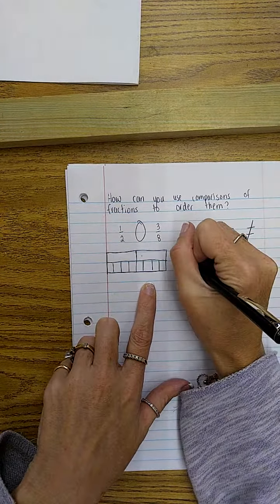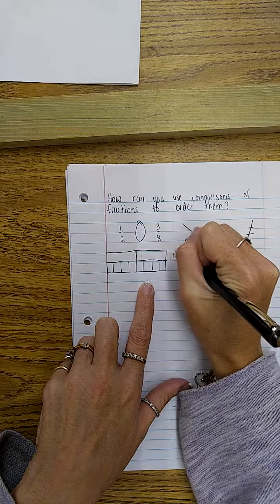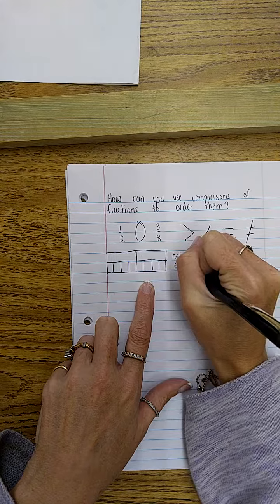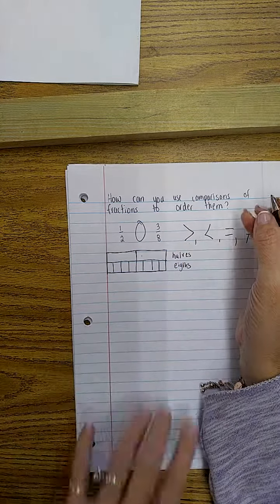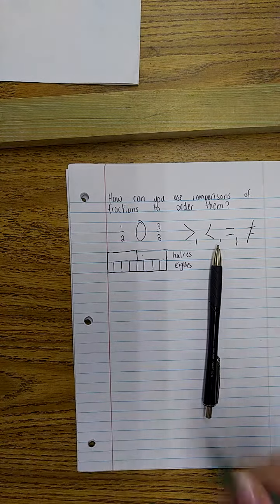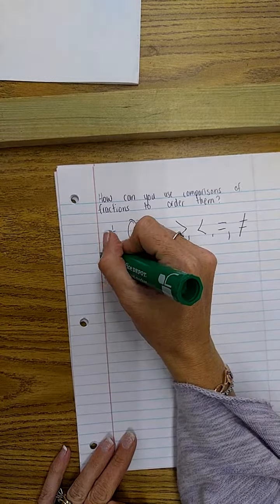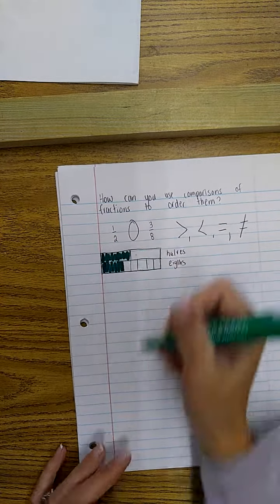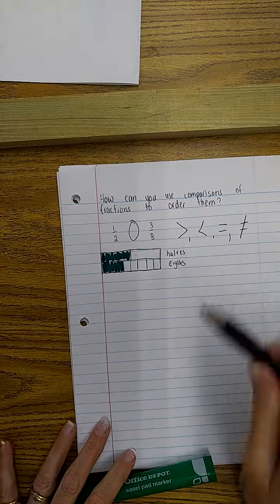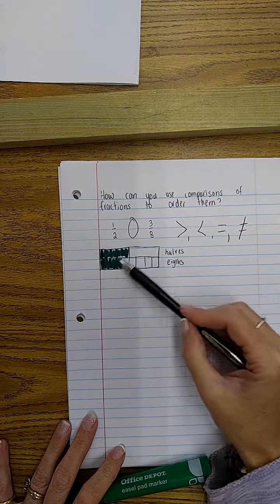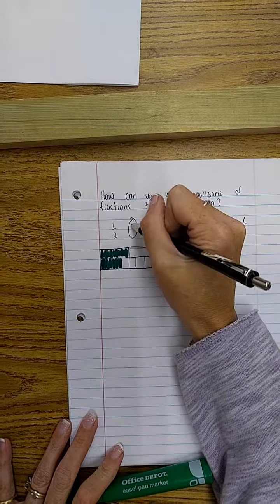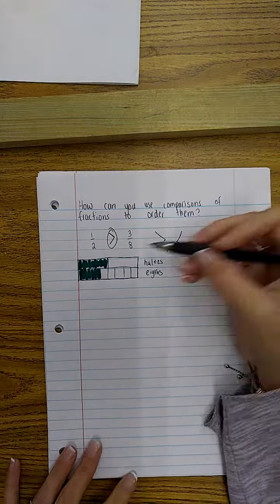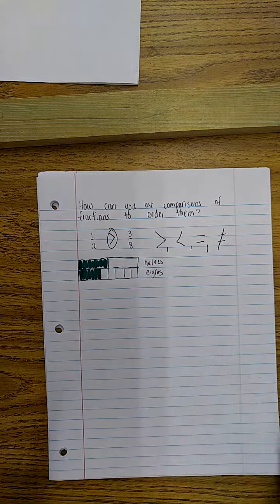So this is halves, and this is eighths. We need to color in 1/2 and color in 3/8. Then we compare them, and I can see that 1/2 takes up more shaded space than 3/8. So my open part would face the bigger number. We always say the alligator's hungry. That's one of the strategies.